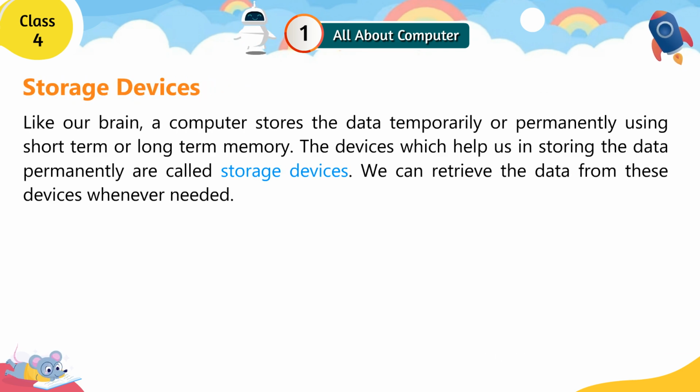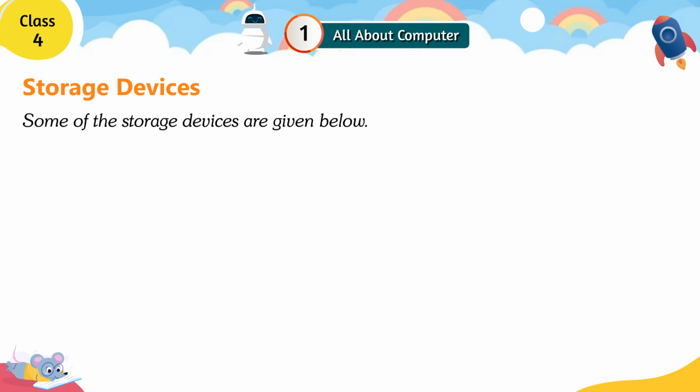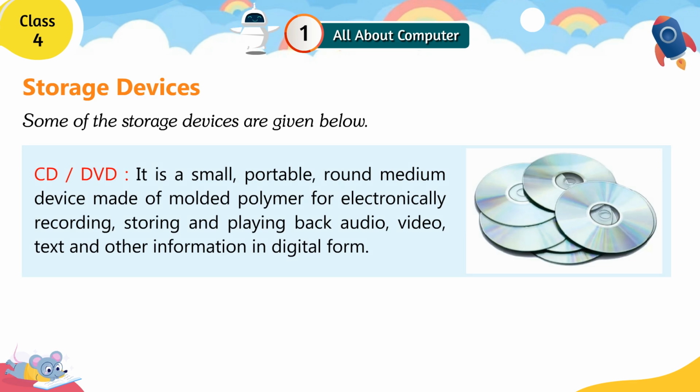Storage devices. Like our brain, a computer stores the data temporarily or permanently using short-term or long-term memory. The devices which help us in storing the data permanently are called storage devices. We can retrieve the data from these devices whenever needed. Some of the storage devices are given below.